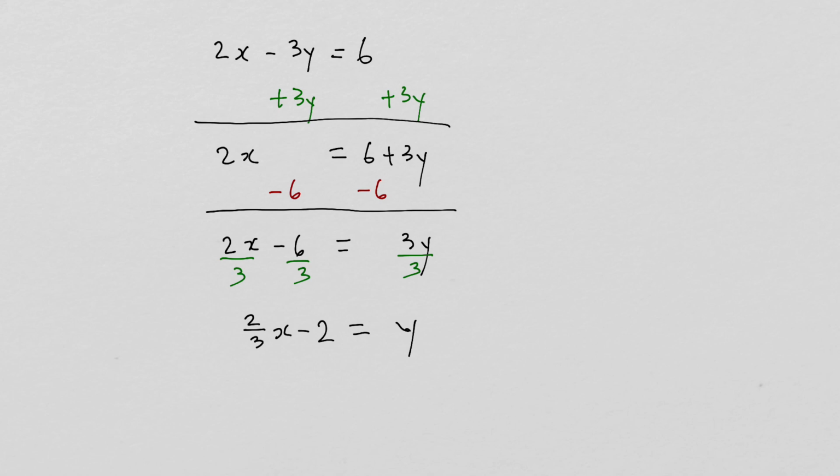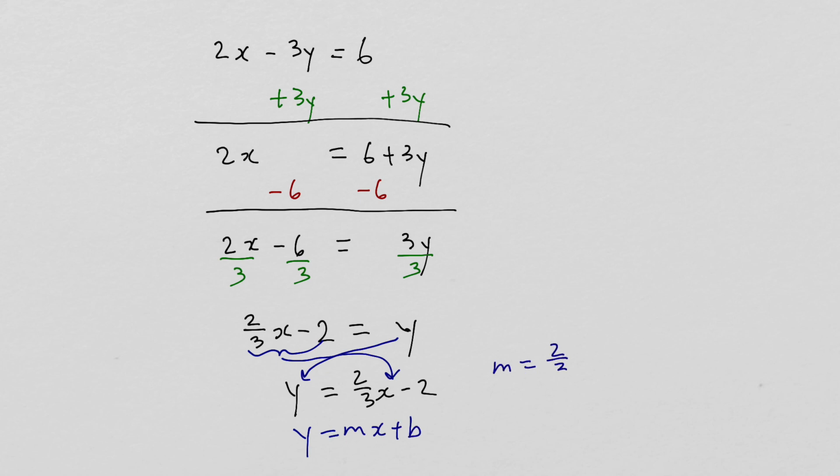Okay, now you notice that everything's flipped around. Well, because of the reflexive property, we can move everything back to where they need to be. In other words, this is now equal to y. This is now y equal to 2/3 x minus 2. All I did was I moved this over to this side, and then I moved this quantity to this side. It's a mirror image. Now we have this equation in y equals mx plus b form, where the slope is equal to 2/3 and my y-intercept b is -2.